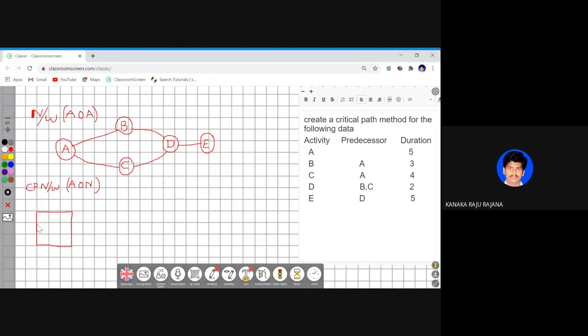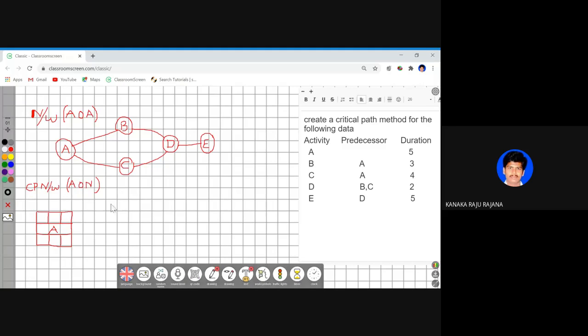So this is the name of your node, which is A. And we know that each node will have 6 parameters, which we have discussed in our last session. What are they? Number 1 is early start, duration, early finish, late start, slack, late finish. These are the parameters which are going to support a node.